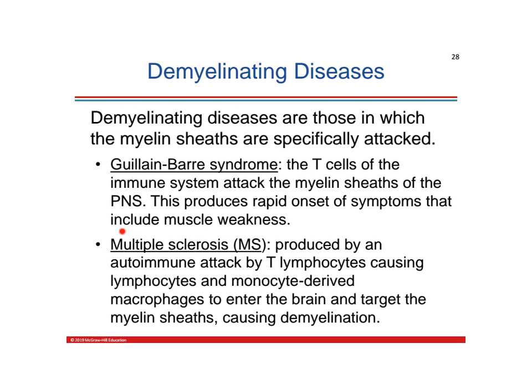Another example of a demyelinating disease is multiple sclerosis, or MS. This is produced when there's an autoimmune attack by T lymphocytes, causing lymphocytes and monocyte-derived macrophages to enter the brain and target myelin sheaths, causing demyelination. So again, this will have similar effects. There'll be problems with communication, in which action potentials are often not able to travel along the axon efficiently. So there may be a decrease in velocity, and if the disease progresses, it's possible that the action potentials may not be transmitted at all.